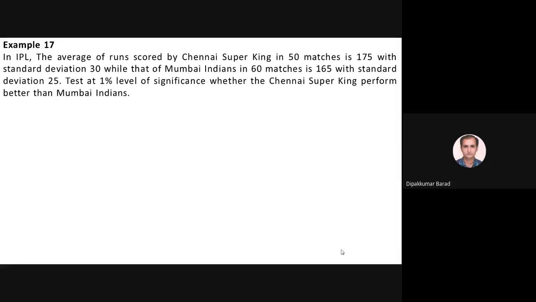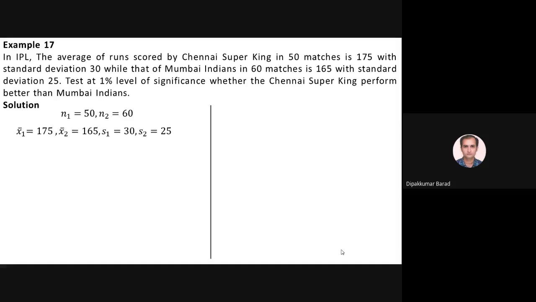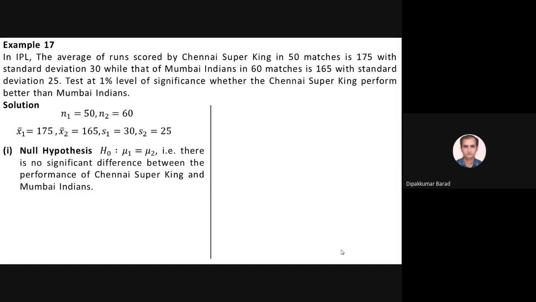So first of all, what we have given is n1 and n2: 50 matches for Chennai Super Kings and 60 matches for Mumbai Indians. So these are our samples n1 and n2, with average runs 175. So sample mean x1 bar is 175 and x2 bar is 165, and the standard deviations s1 is 30 and s2 is 25. We have to test whether the two means are equal. If the means are equal, we can say there is no significant difference between the performance of Chennai Super Kings and Mumbai Indians. So what will the alternate hypothesis be? Mu 1 greater than mu 2.